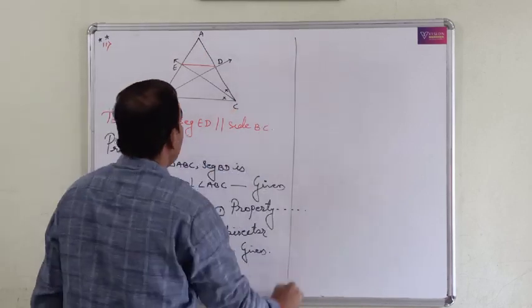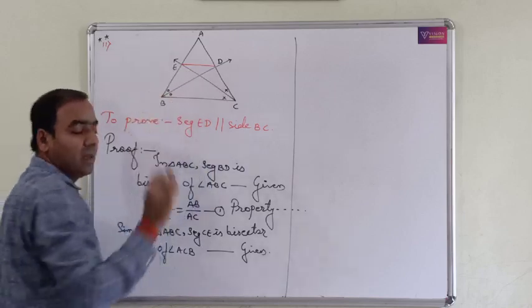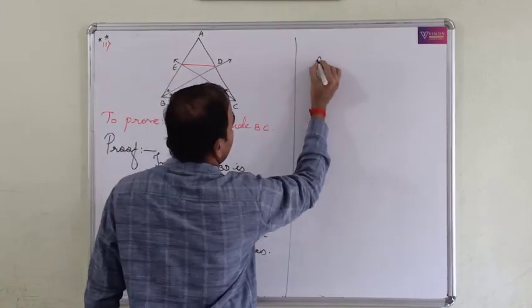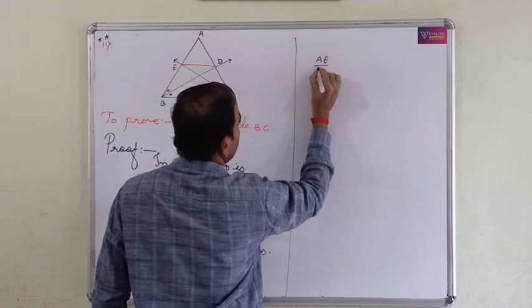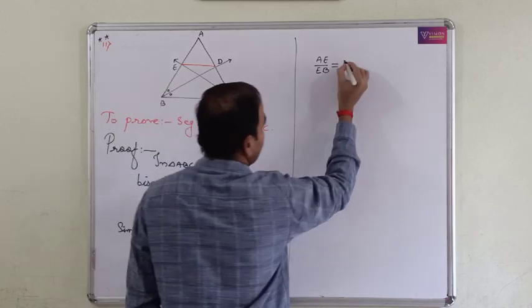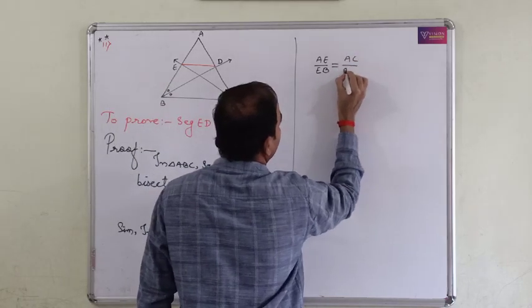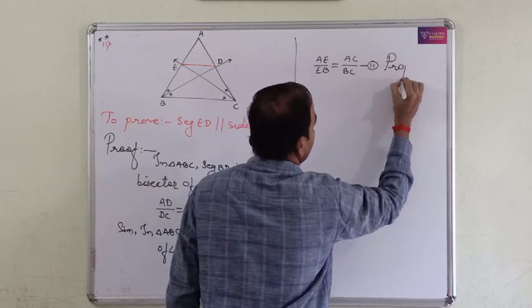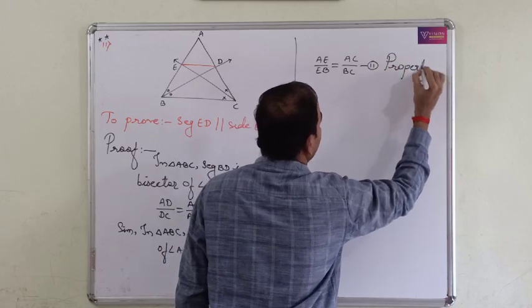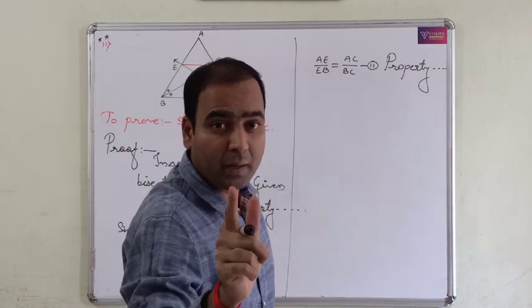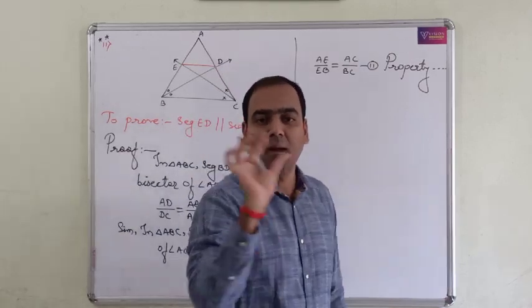So you get AE upon EB. What do we get? AE upon EB is equal to AC upon BC. This is the second statement. The reason is the same: property of angle bisector of a triangle. What will you write? Property of angle bisector of a triangle.